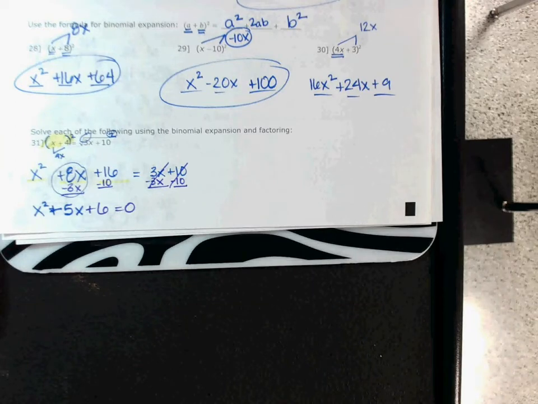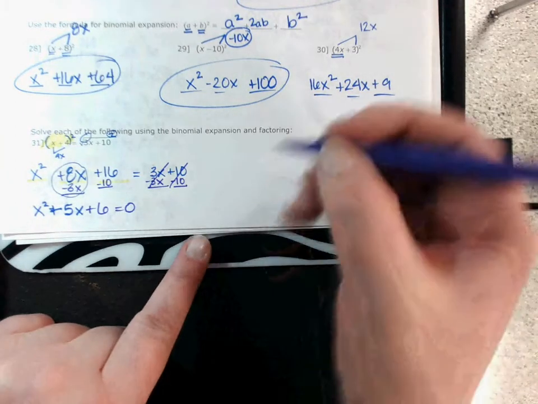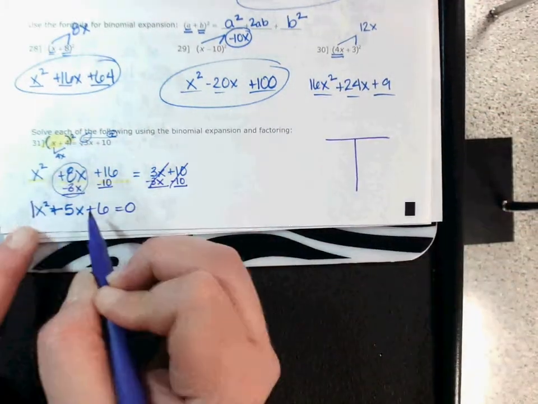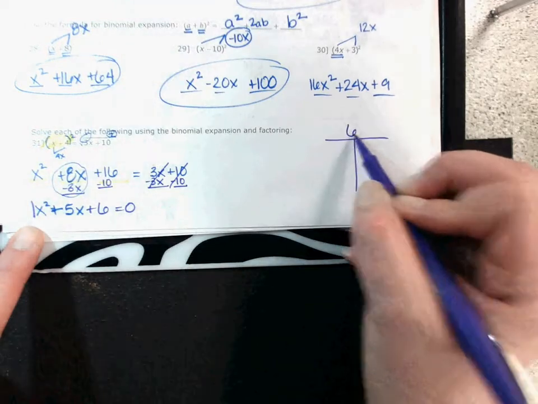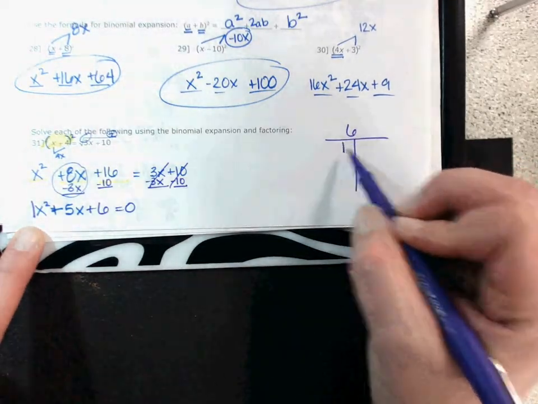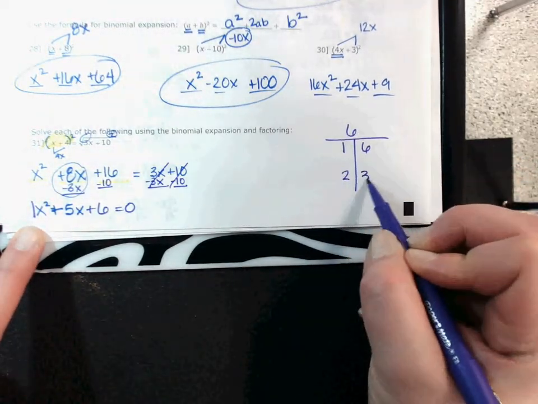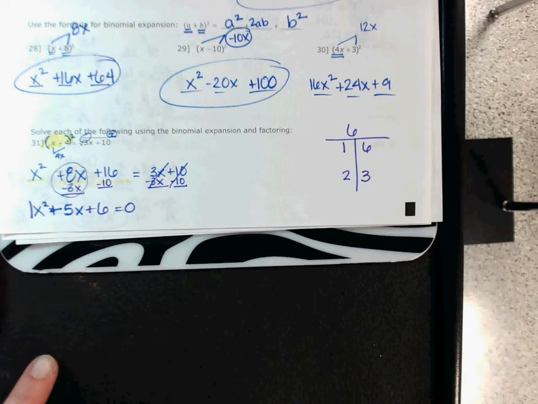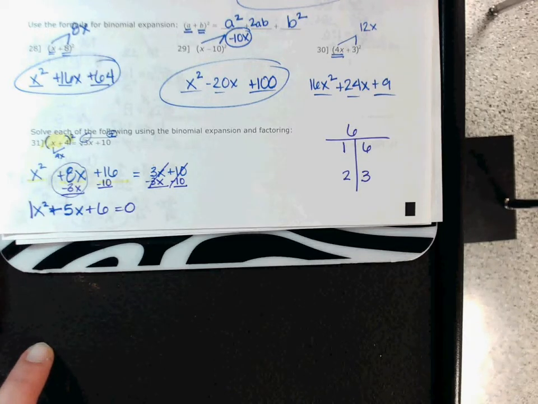And then once it's equal to 0, that's where you can t-chart. Okay? So let's t-chart right here. Okay, 1 times 6 is 6. I have 1 times 6 or 2 times 3. Now, 1 and 6 subtract to give me 5. 2 and 3 add to give me 5.